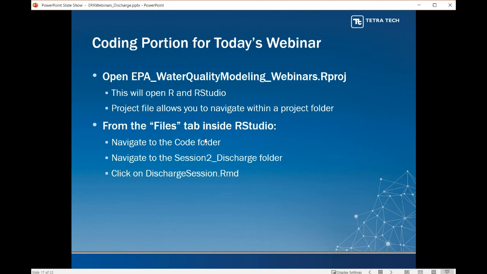So from the Files tab within RStudio, you can navigate to the Code folder and then find the Session 2 folder, and then there'll be one R Markdown file in there that you can access. And again, as soon as I hop over to the R session, I'll show you exactly how to do that. Alternatively, you can just open this discharge session.rmd file for today. That will work just as well. So if you'd like to navigate to that specific file from your file explorer, that'll be just as functional for today.